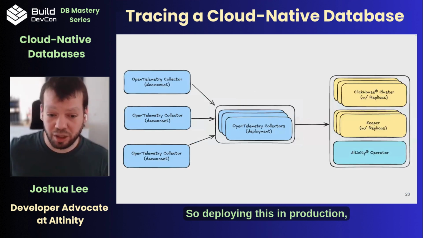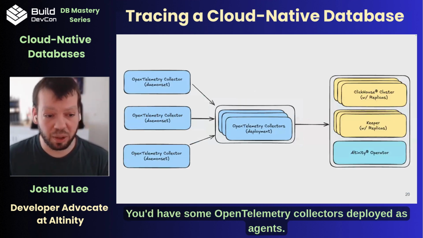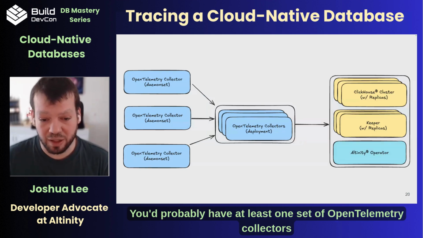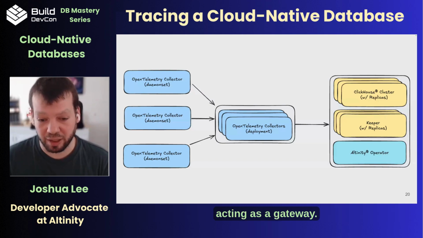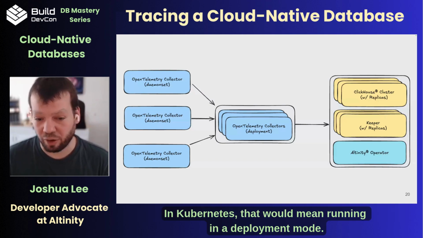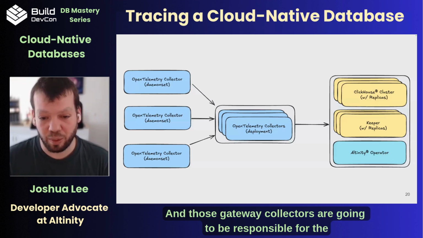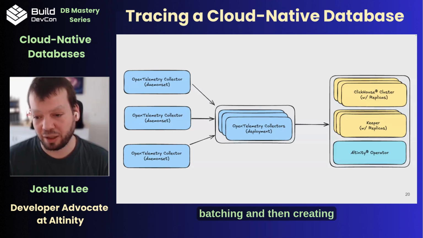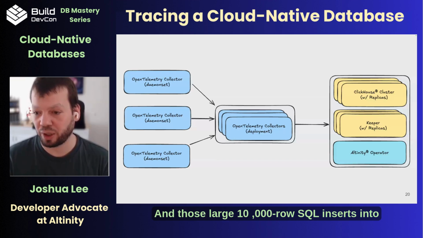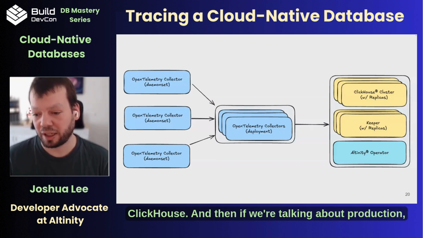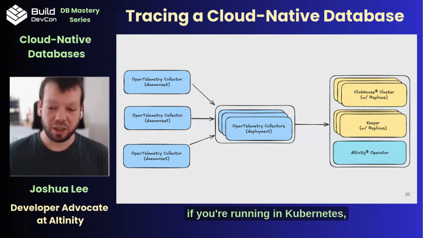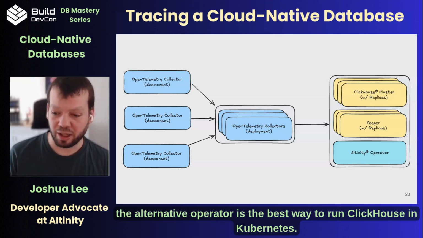So deploying this in production, you'd want to do something that looks like this. You'd have some OpenTelemetry collectors deployed as agents. You'd probably have at least one set of OpenTelemetry collectors acting as a gateway. In Kubernetes, that would mean running in a deployment mode. And those gateway collectors are going to be responsible for the batching and then creating those large, 10,000 row SQL inserts into ClickHouse.